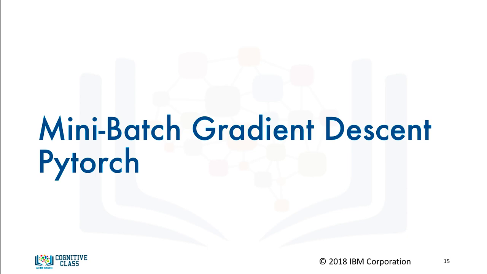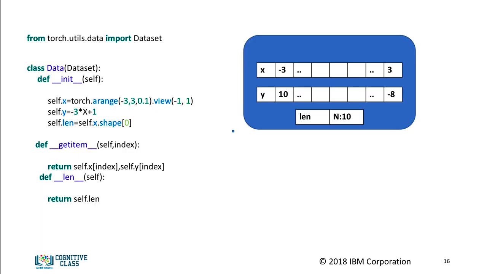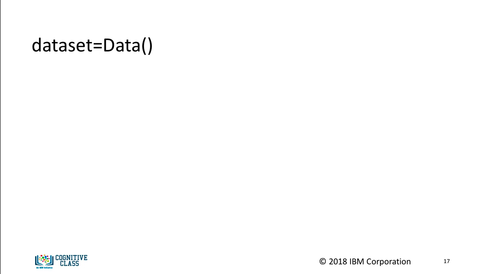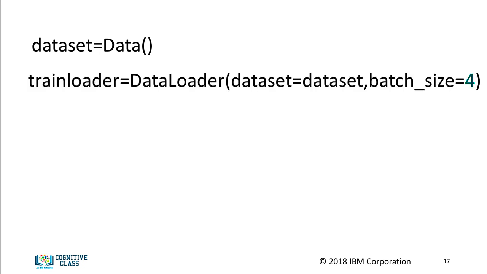Now let's discuss mini-batch gradient descent in PyTorch. Let's choose a batch size of 4. Nothing has changed when we construct our dataset class. We create a dataset object. When we create a data loader object, in the constructor, for the parameter batch size, we set it equal to 4.